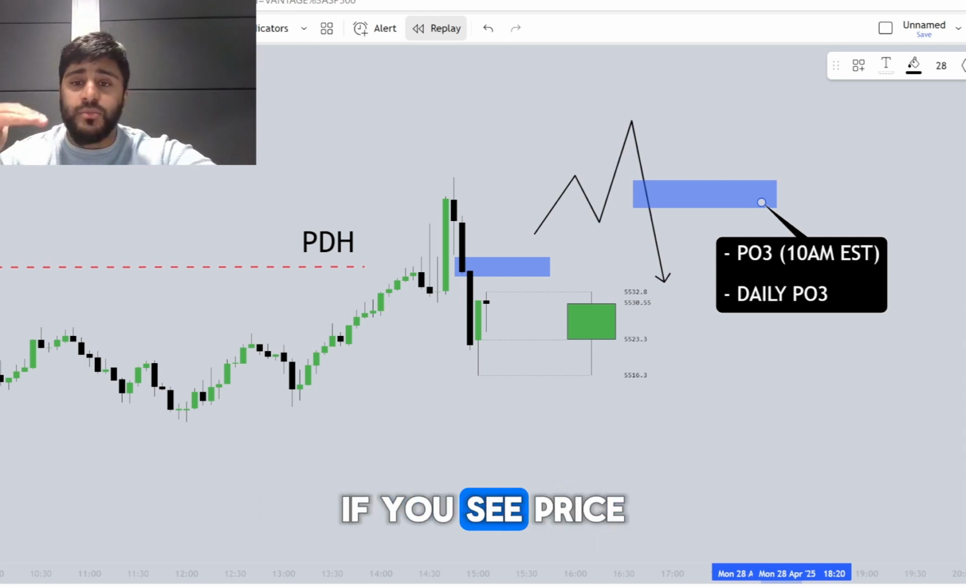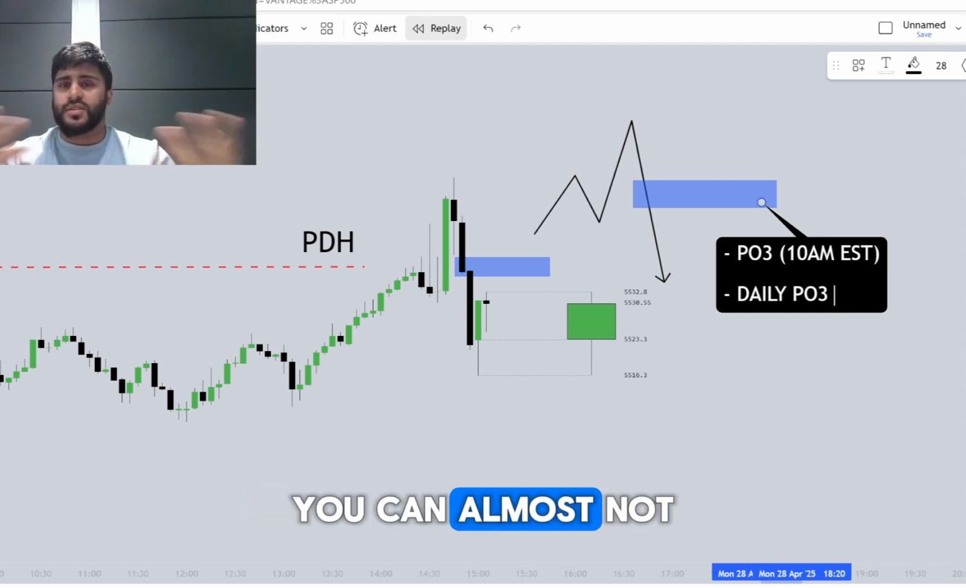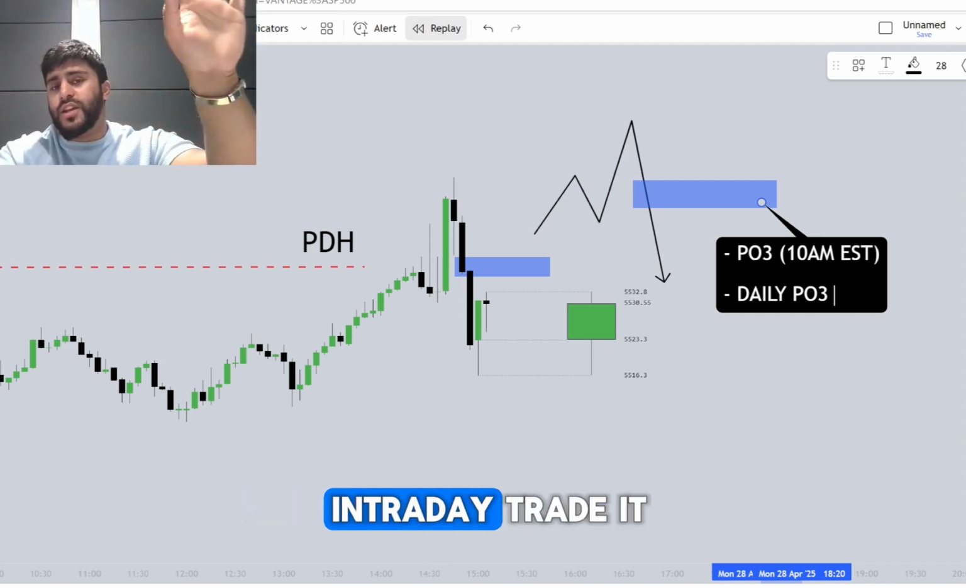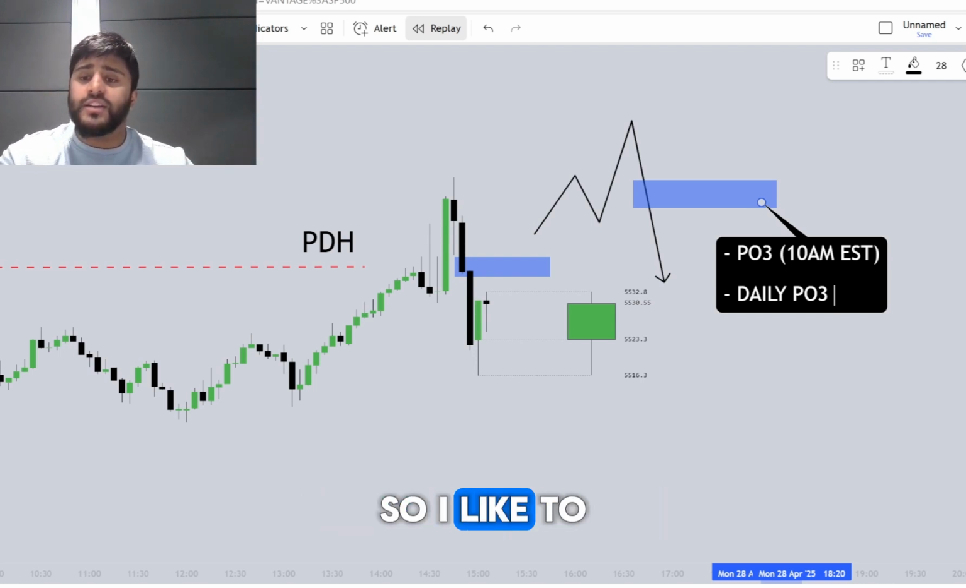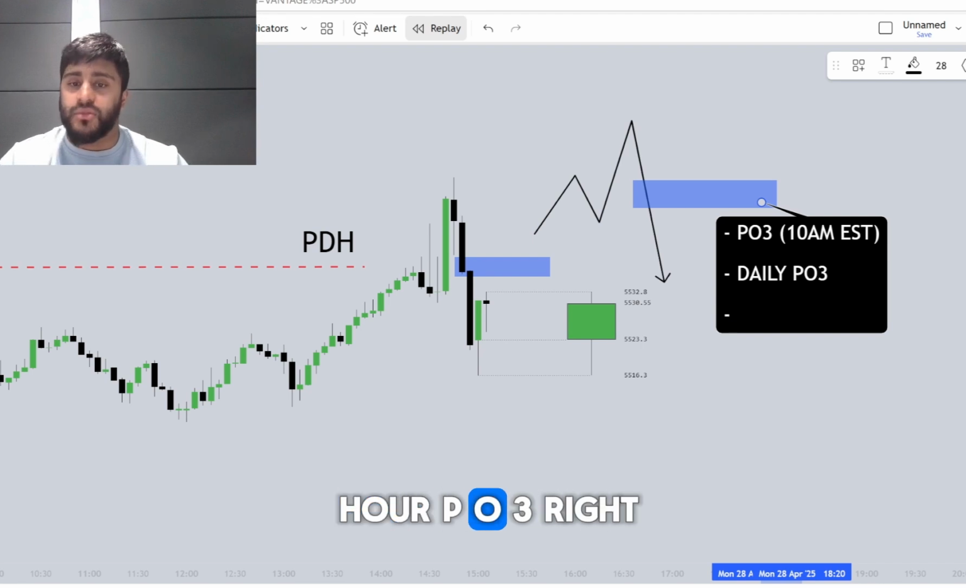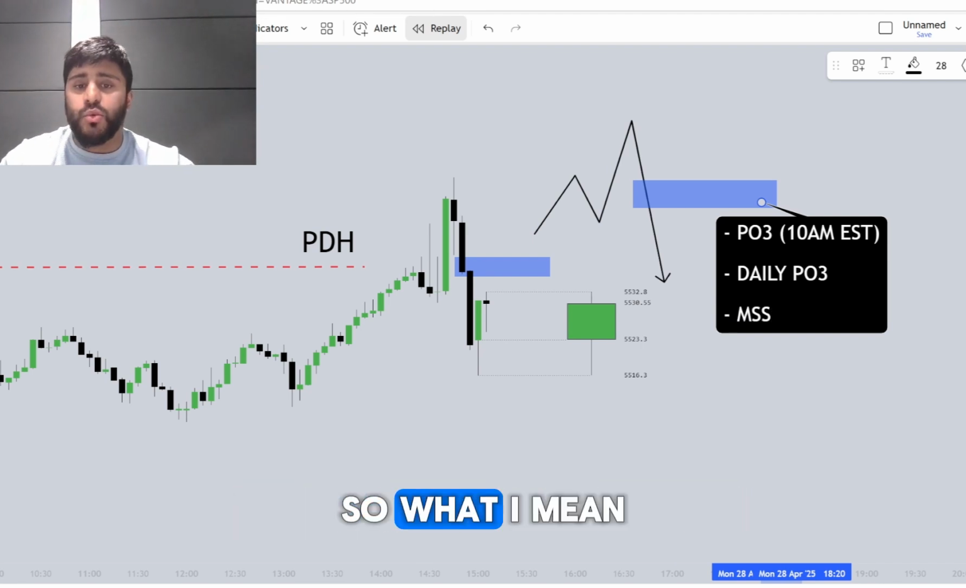So for example, if you see price significantly above the daily opening price, you can hold that trade. You can almost, not swing trade it, but you can almost intraday trade it back down to the daily opening price. I'll show you that later in the video. So I like to use the PO3, daily and 4-hour PO3, right? I also like to use basic market structure shifts, right? So what do I mean by that?